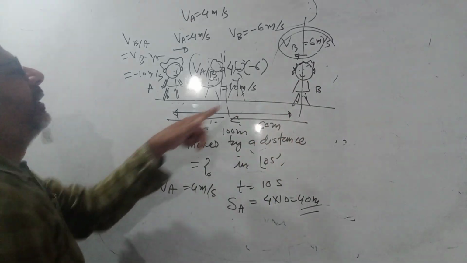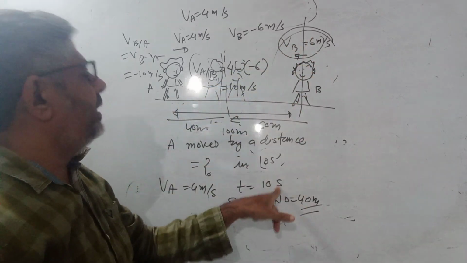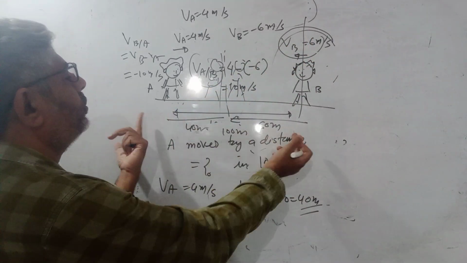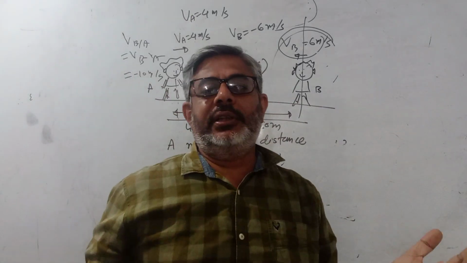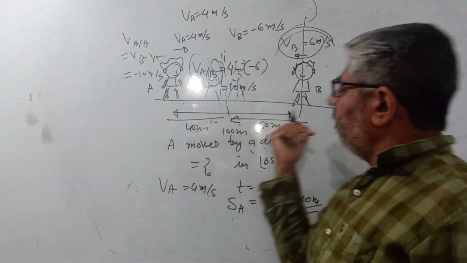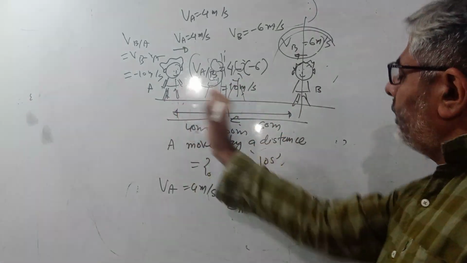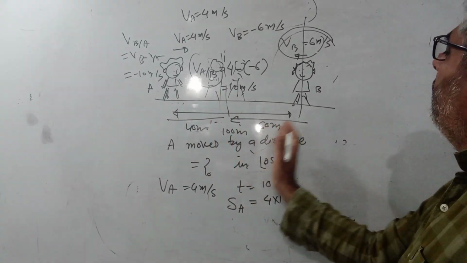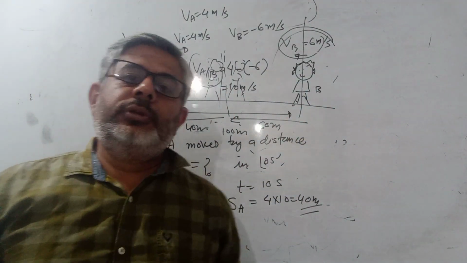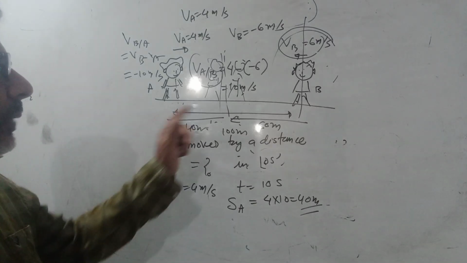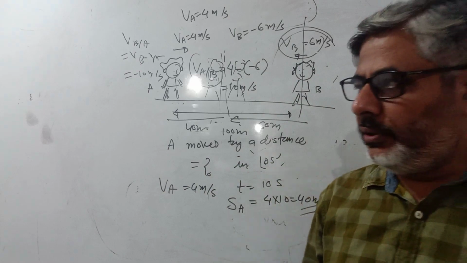Now let us also check. Its velocity is 6 and time is 10 seconds. 6 tens are 60. That is also clear, because 40 plus 60 has to be 100. The total distance is 100. This moves by 40. This moves by 60. So where do they meet? You can say 40 meters to the right of A, or you can say 60 meters to the left of B. So this solves your problem of relative motion in one dimension, a straight line, in a simple situation.